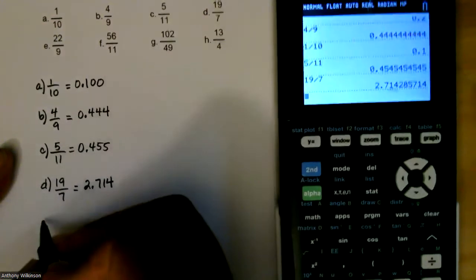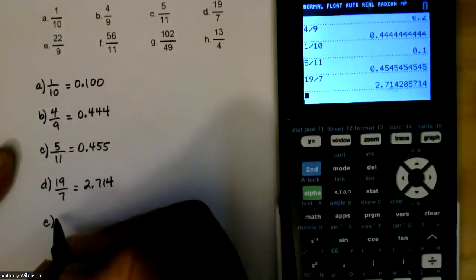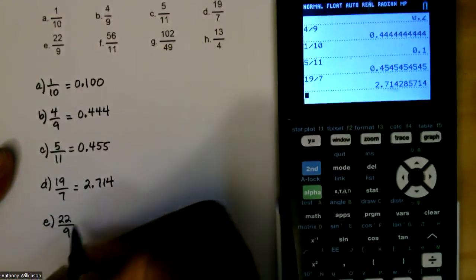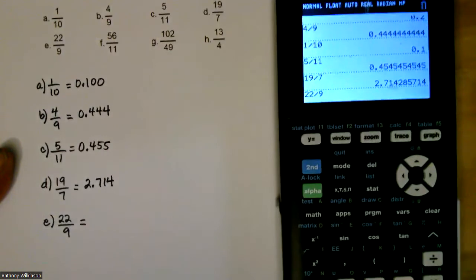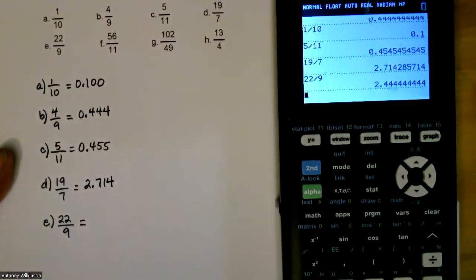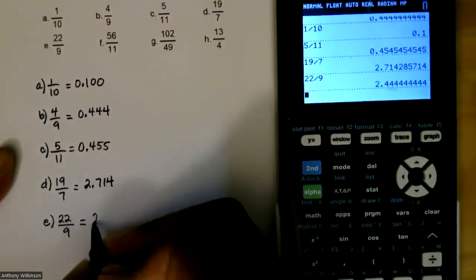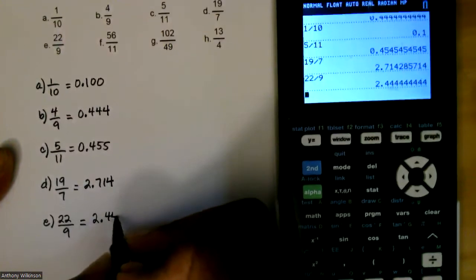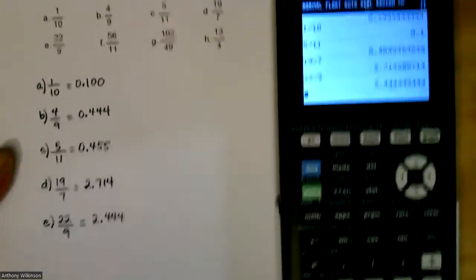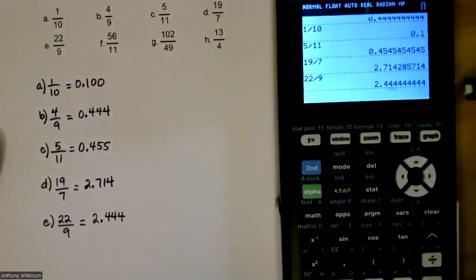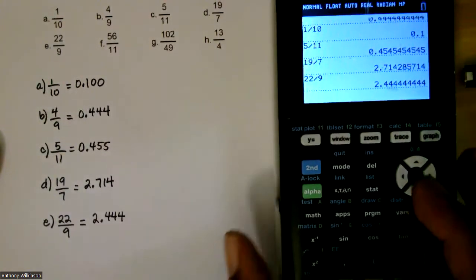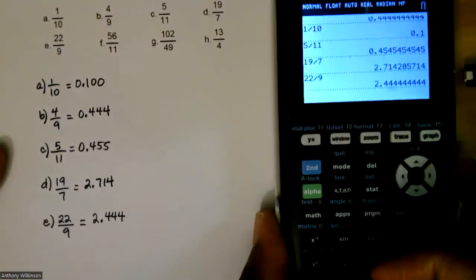Okay. Part E, 22 over 9, or 22 ninths. So 22 divided by 9. Okay. To 3 decimal places, that'll be 2.444. And that's also a repeating decimal. Yeah. And the other one before that, and before that one, were repeating decimals.